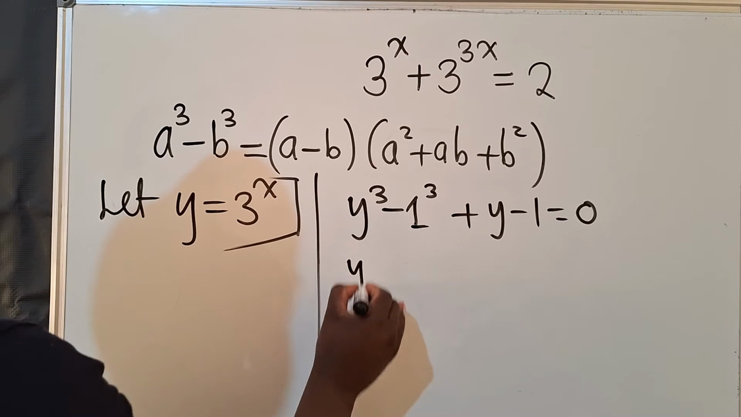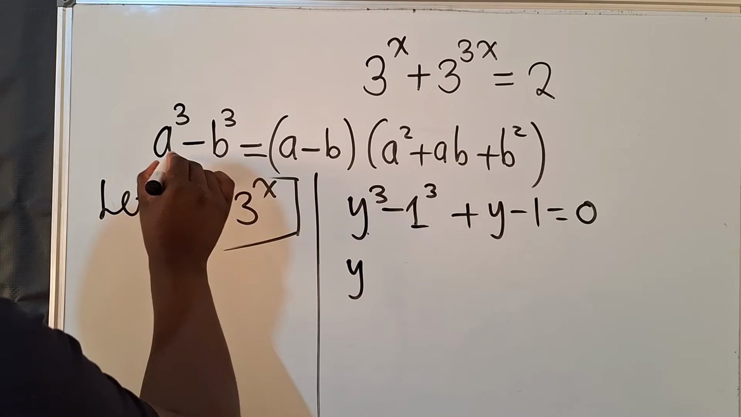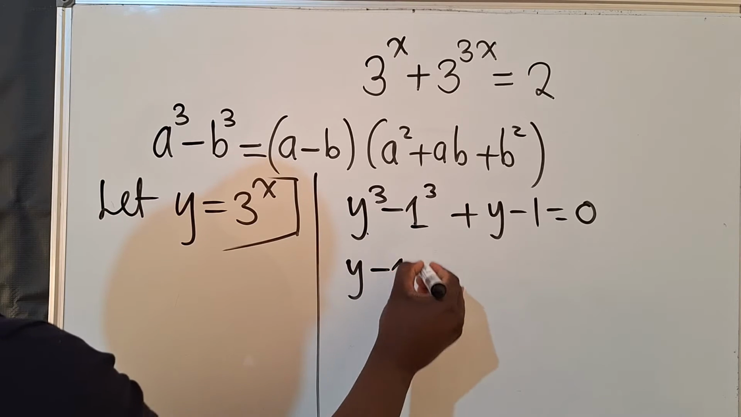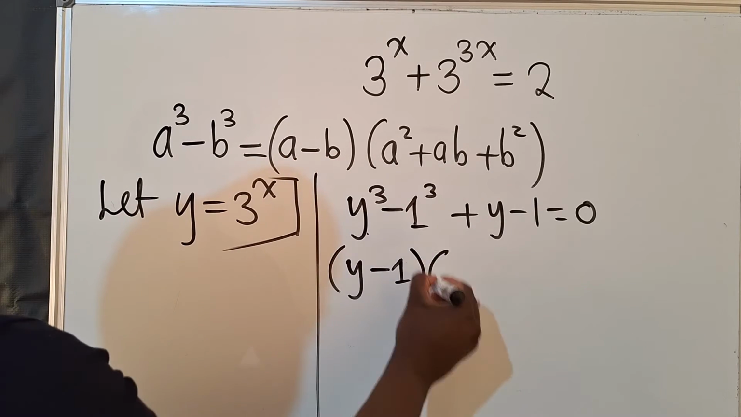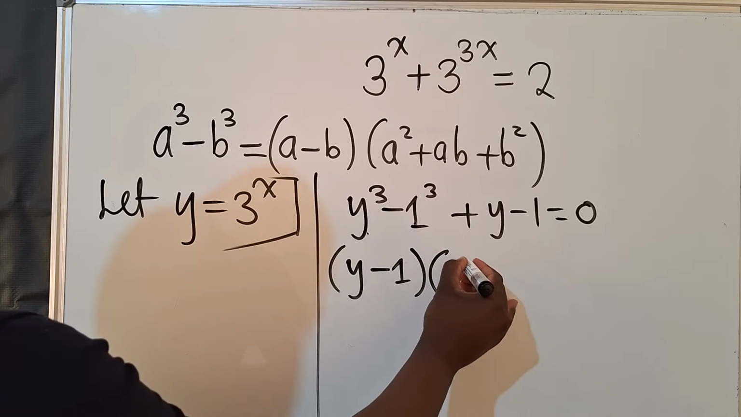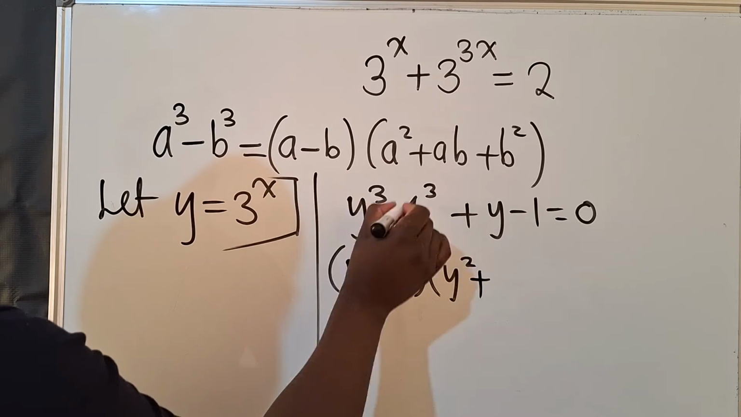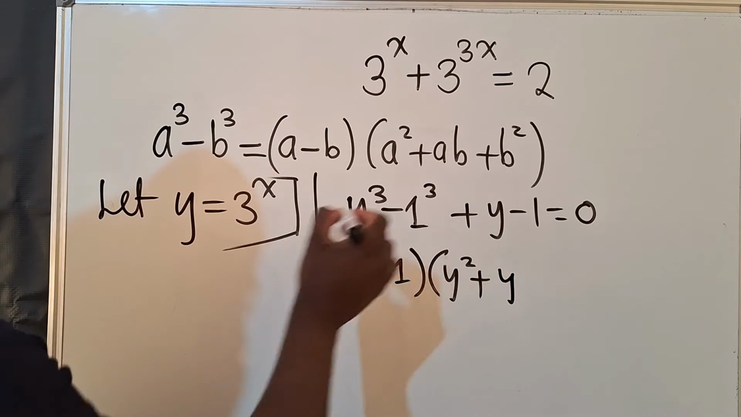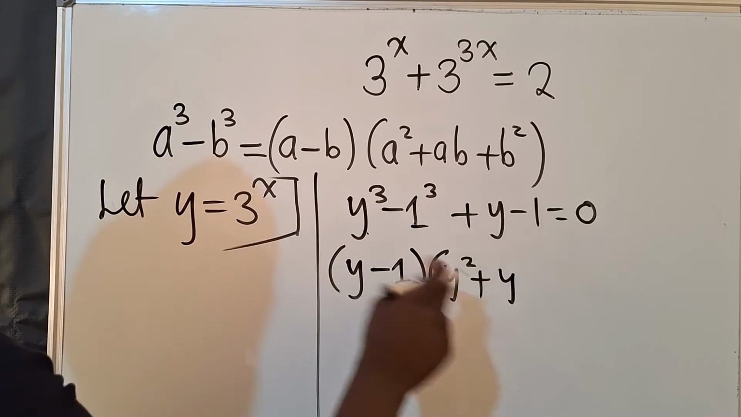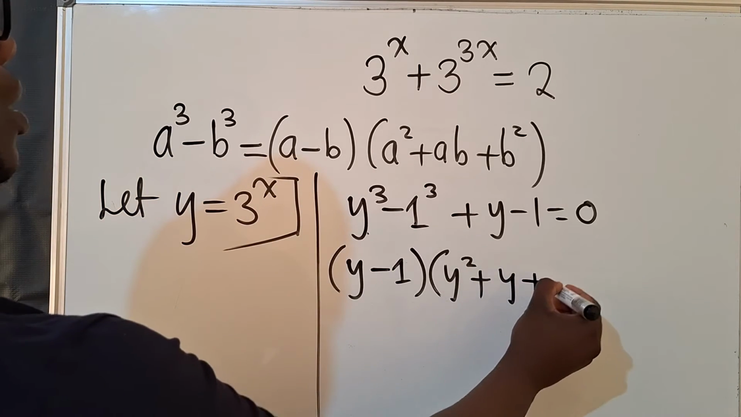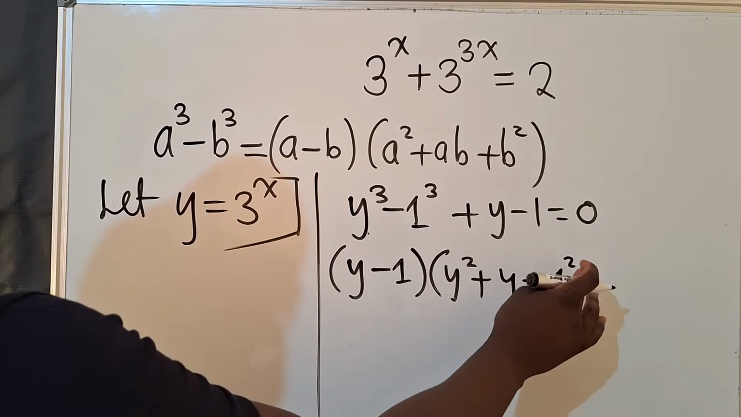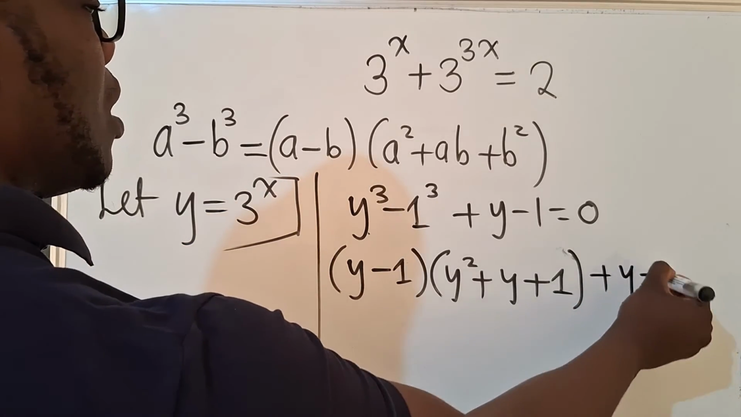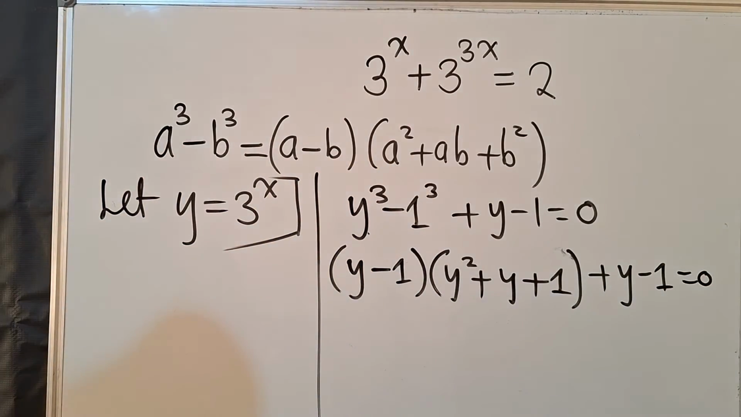So in place of a, I'll write y. Look at this. So my a is y. My b is 1. So it will be like this, y minus 1, multiplied by y power 2 plus the multiplication of these two, which will give me y. Don't mind the negative, because y times 1 will just give me y. And then plus 1. I know that 1 squared will just give me 1. And then we close, plus y minus 1 is equal to 0. You see the way it looks?